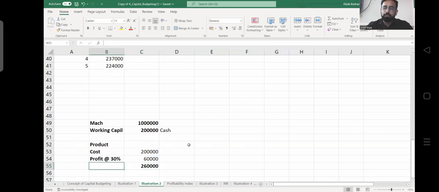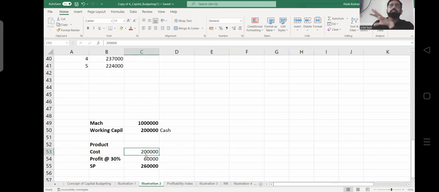2,60,000. Now, when you will be selling this product to your customer, how much you will be getting from the customer? 2,60,000, right? You will be charging 2,60,000. It means whatever working capital you have invested, with that working capital you are manufacturing a product whose cost is 2 lakh rupees. It means with the whole 2 lakh rupees, you manufacture a product, right?